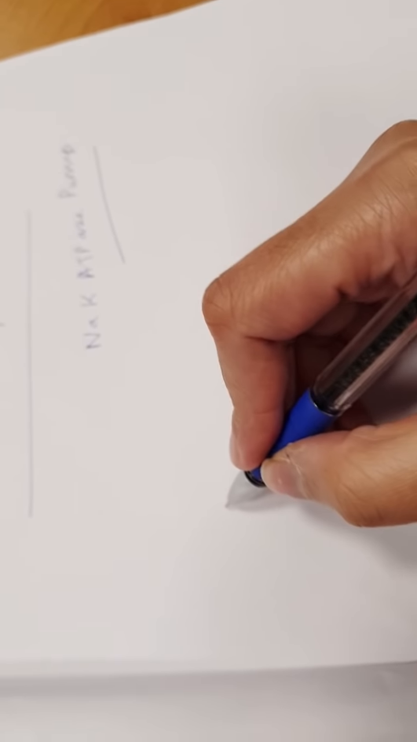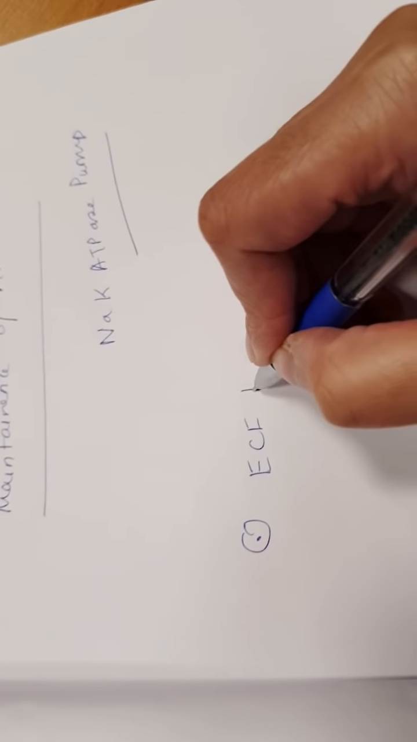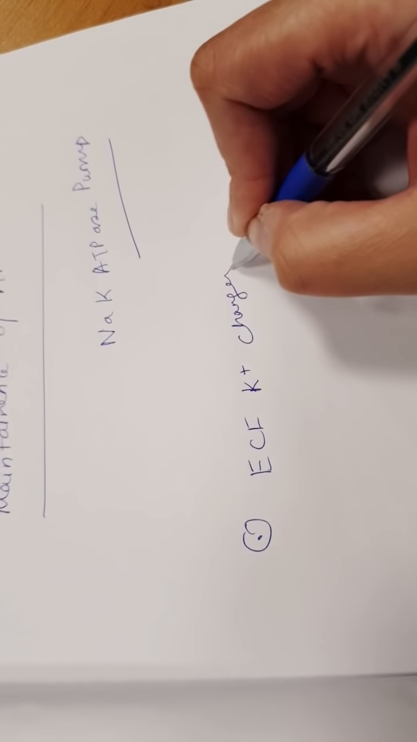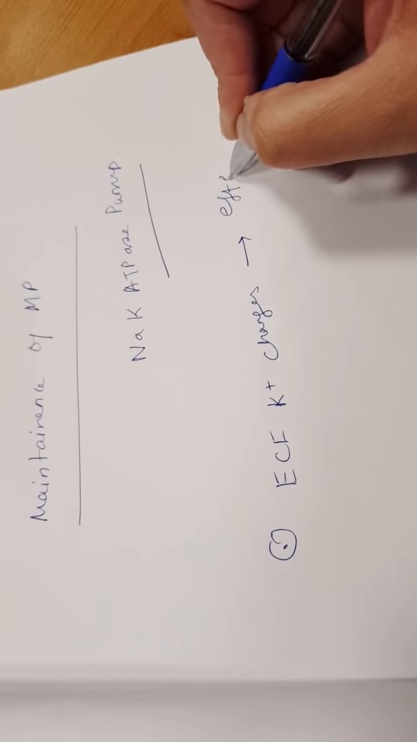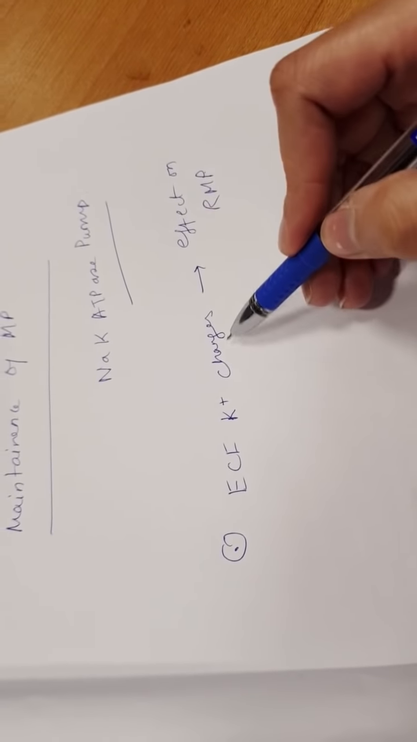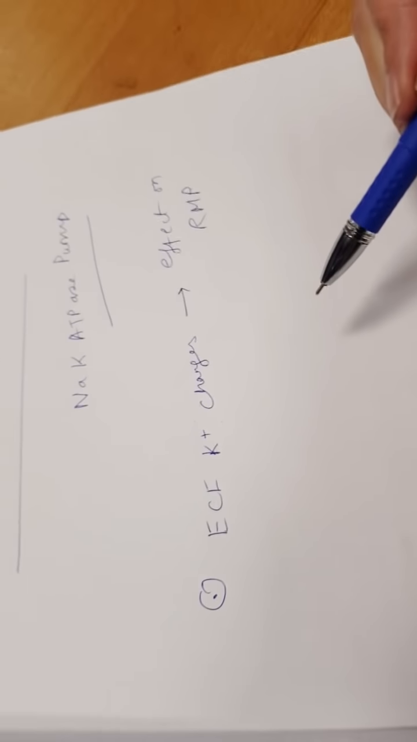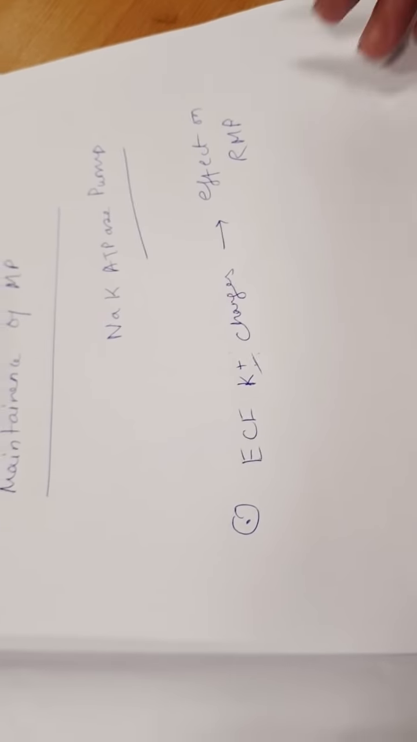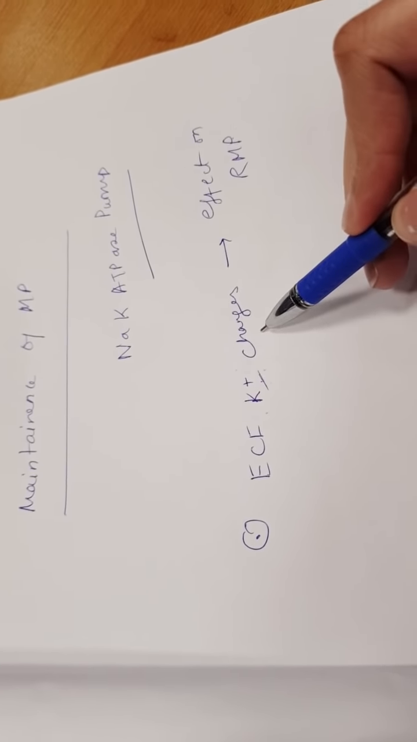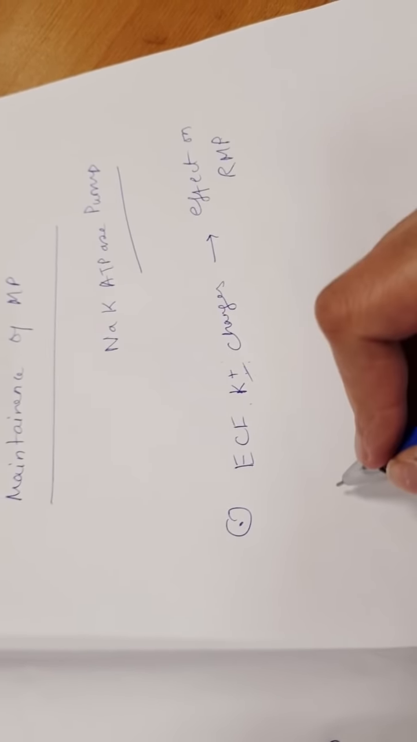Okay, now you need to know two things. What happens if ECF potassium changes? If ECF potassium changes, this will have an effect on RMP, because the RMP is mainly produced by potassium. We have already seen it has some contribution of sodium and chloride as seen by the Goldman constant field equation, but the major is by potassium. So if ECF potassium increases, that is potassium outside changes, there is an effect on RMP.